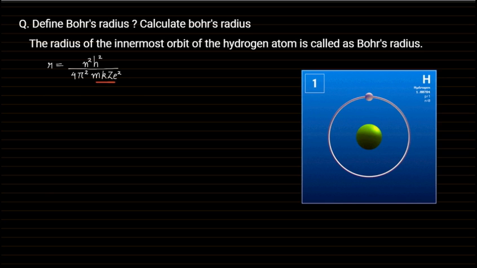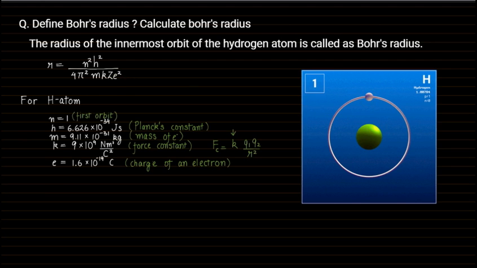The next thing is your Z. This Z denotes the number of protons inside the nucleus. And how many protons are there inside this hydrogen atom? There is 1 proton. So the value of Z for hydrogen should be 1. And this e denotes the magnitude, meaning the numerical part of the charge of this electron, which is 1.6 times 10 to the power minus 19 coulombs. So now let's substitute these values here in our expression of radius.